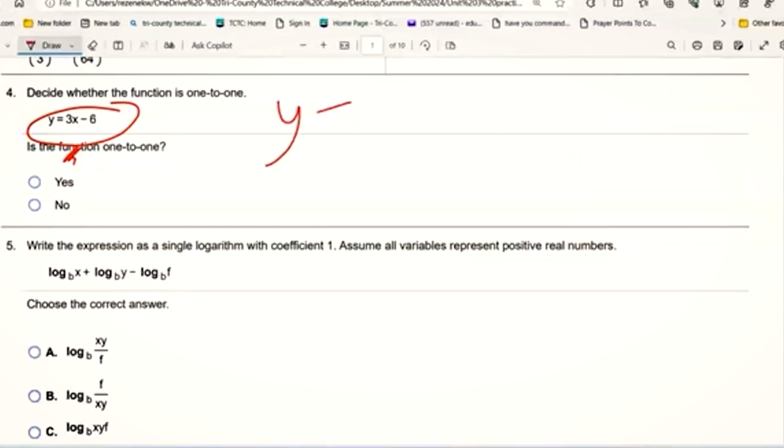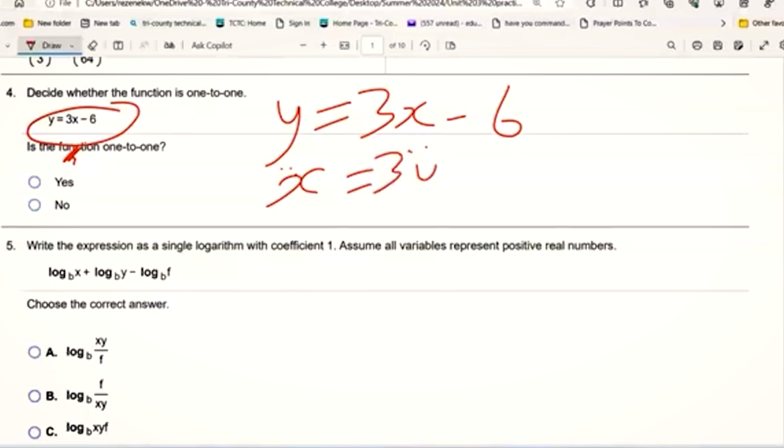When I am given y equal to 3x minus 6, the first thing I want to do is exchange the values of x and y. I'm looking for the inverse of the equation. So wherever I see x, I write y. Wherever I see y, I write x. Bring down negative 6. Then solve for y.